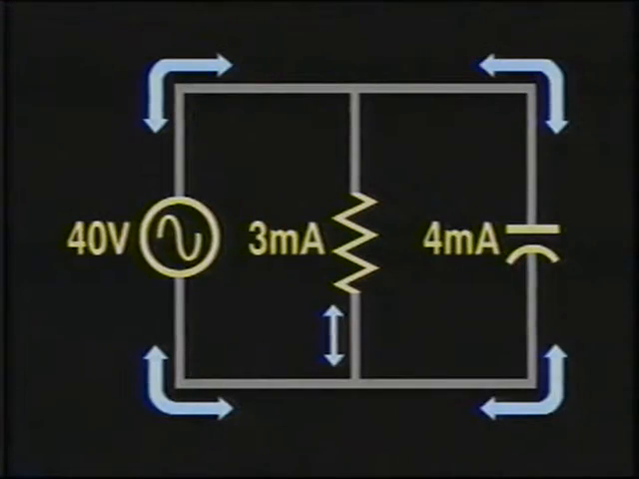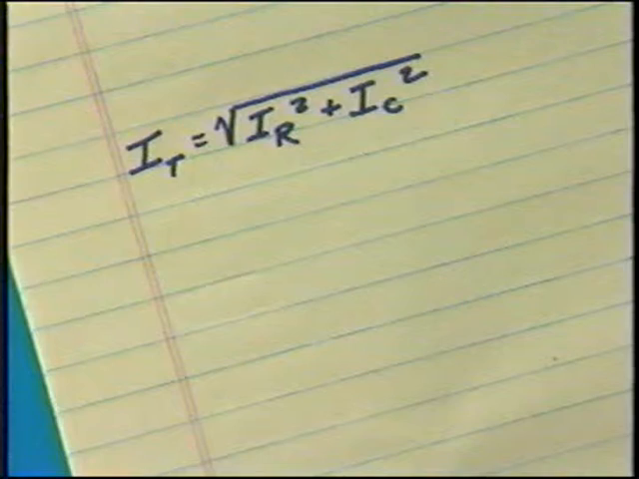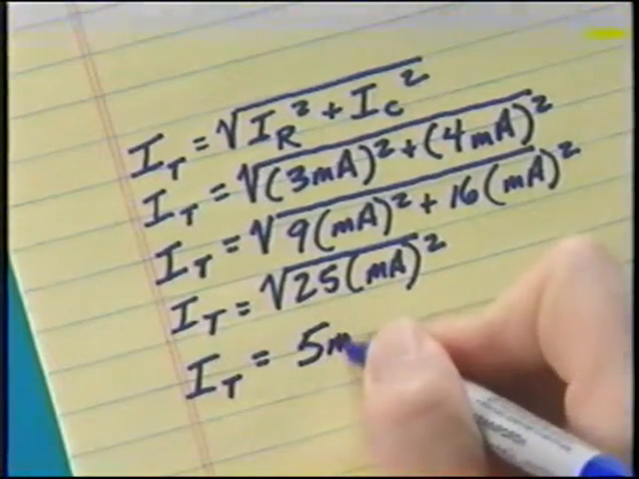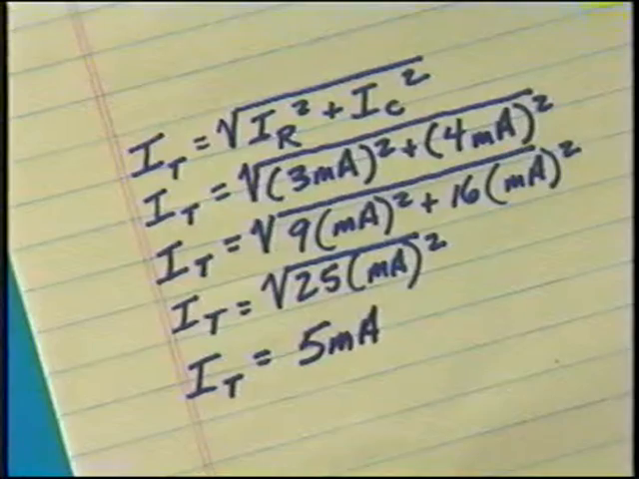Let's try an example. In this parallel RC circuit, I sub R equals 3 milliamps and I sub C equals 4 milliamps. Use this form of the Pythagorean theorem. I sub T equals the square root of the quantity I sub R squared plus I sub C squared. This yields 5 milliamps of total current within this parallel RC circuit.